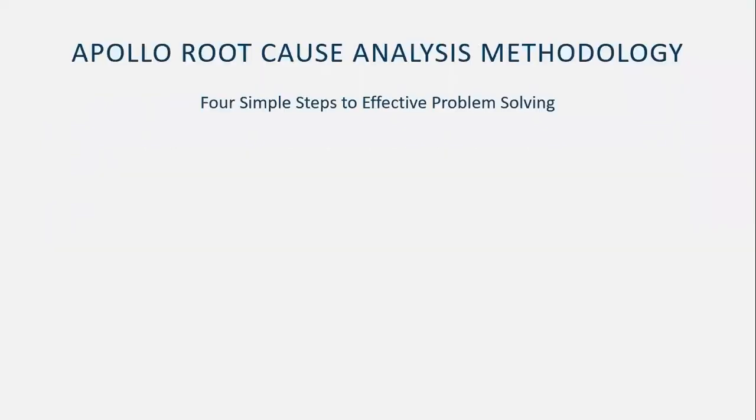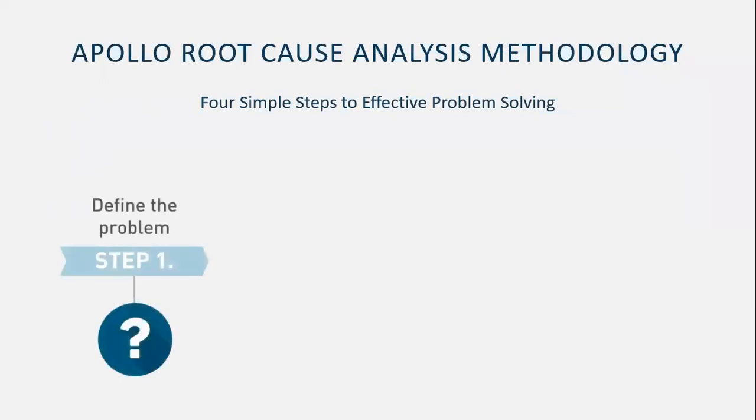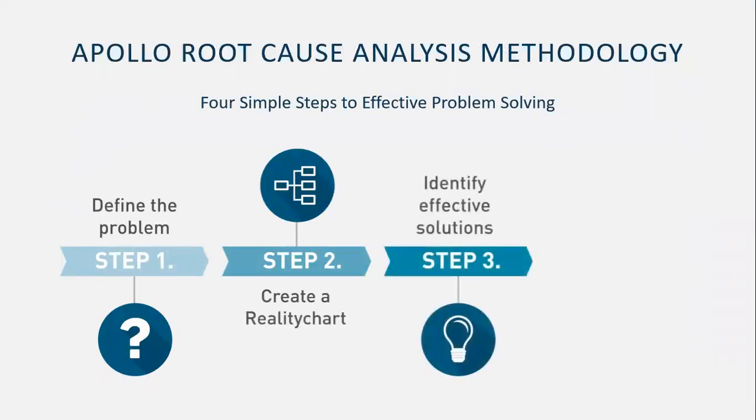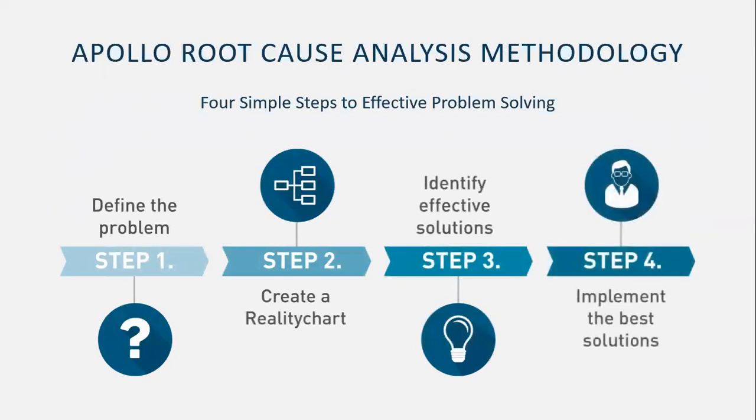So what are the 4 steps of the Apollo method? The first is we define the problem. The facilitator will lead a discussion about the problem definition so that we get everyone on the same page. Step 2, we do the analysis. And we reflect these cause and effect relationships that we identify on a cause and effect chart. In Apollo, that chart is called a reality chart. Step 3, now we can identify effective solutions. In the 4th step, we want to implement the best ones and track them for effectiveness.